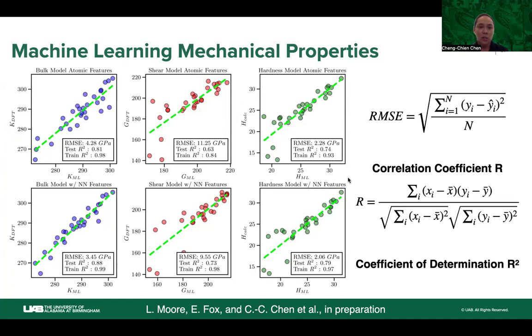Another way to gauge the performance of your model is to look at the root mean square error. This is basically the square root of the average of the squared prediction error. So we see that, for example, for the bulk and hardness values, we can achieve a root mean square error of less than 5 GPa, and for the shear modulus, we achieve an RMSE of about 11 GPa, so they are already pretty decent.